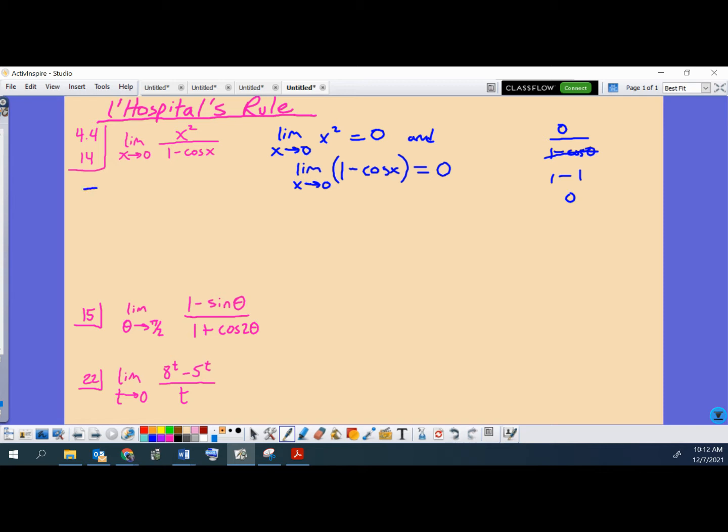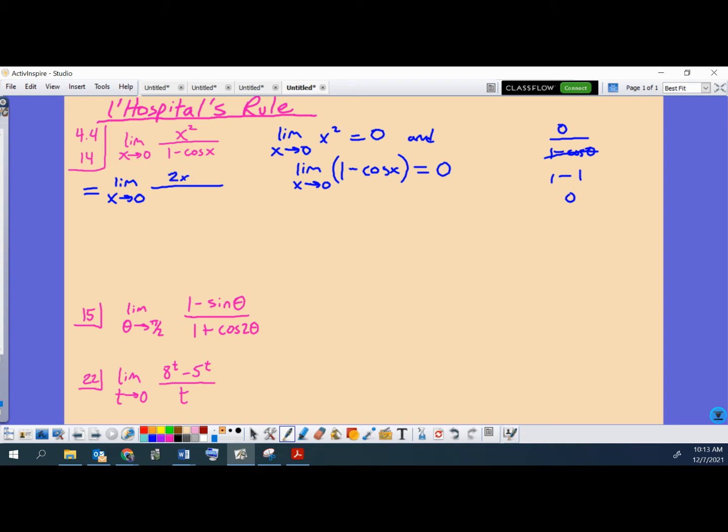And I'm just going to go ahead and write, I do like to write "by L'Hopital's rule." I'll write that underneath this in a second. Equals the limit as x approaches 0 of, and what you can do now is just take the derivative of the top and the derivative of the bottom and try again. That's how L'Hopital's rule works.